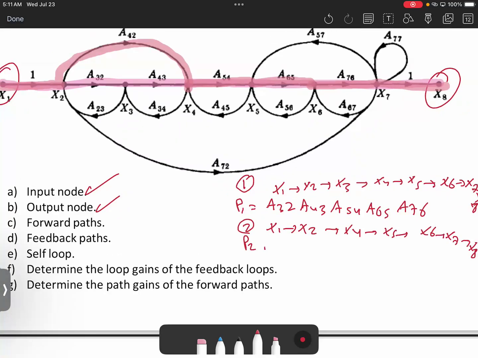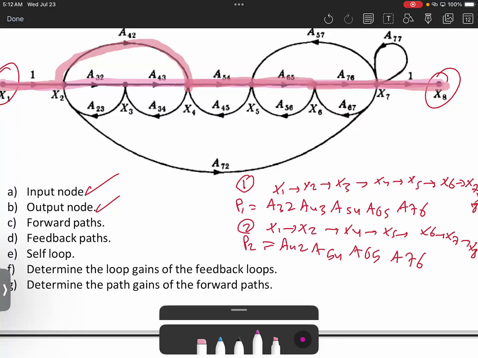A42, A54, A65, A76. Okay, is there any other possible? X1, X2, X7. Okay, it looks good.